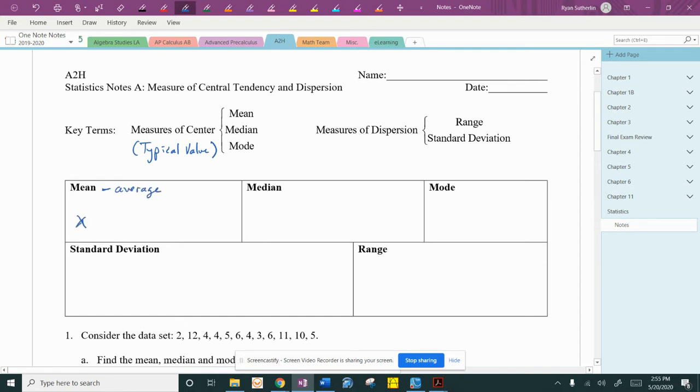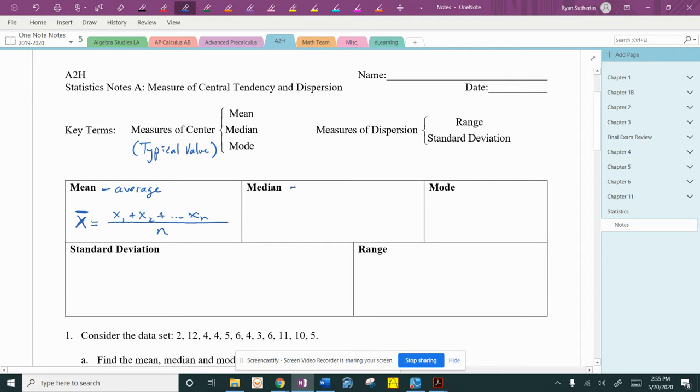And the symbol we use for that is X bar. To find the mean, this hasn't changed for many years for you, you take each item. Like I have my first item plus my second item plus all the way to my last item, and I divide by the number of items that I have, and that gives us the average.